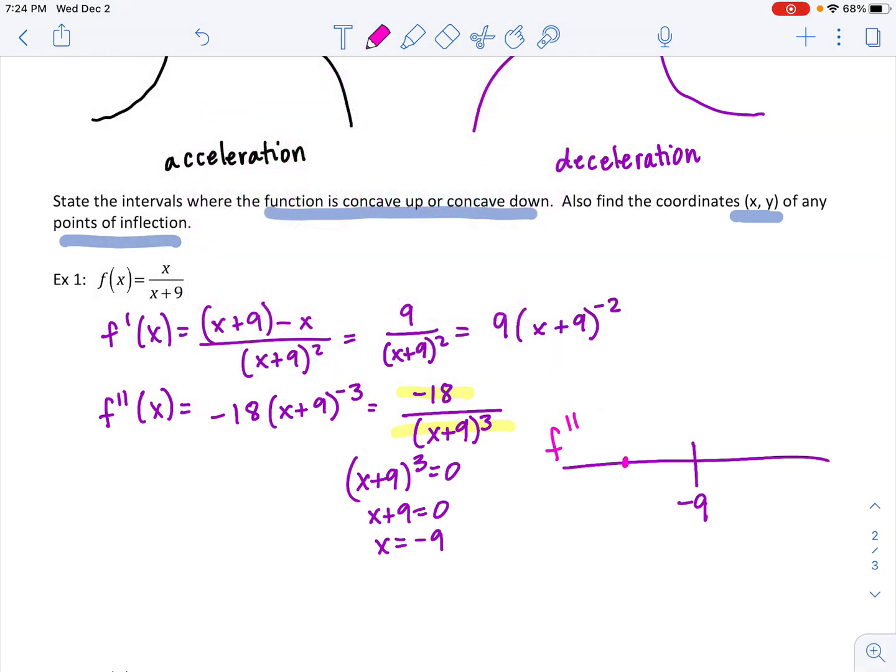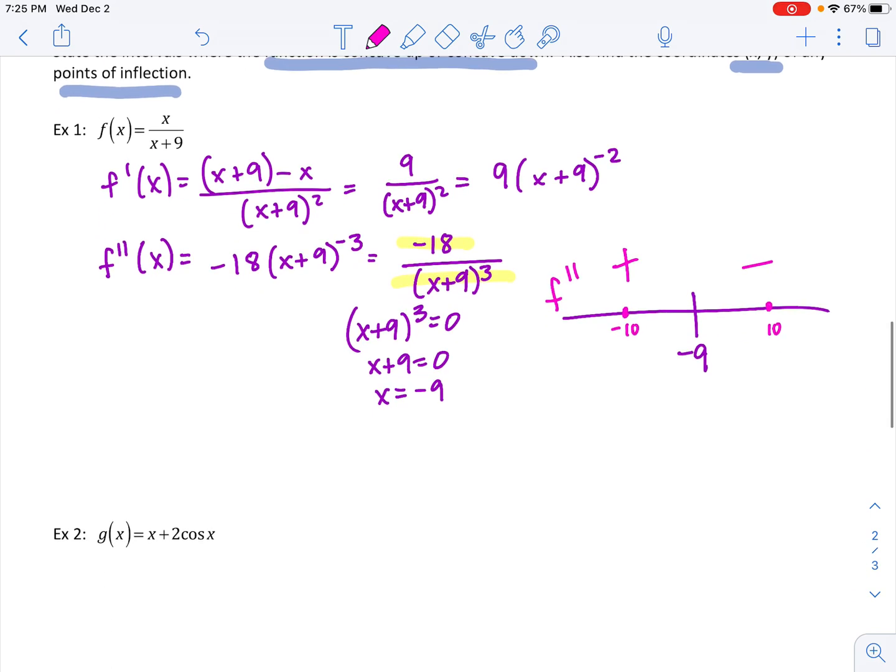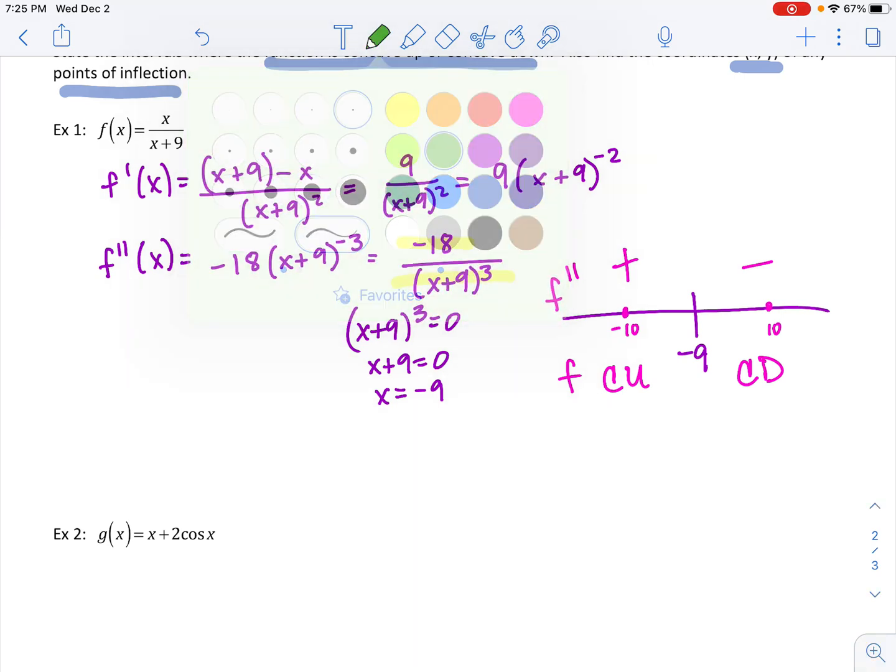So let's pick a value here. Negative 10 is my buddy. So I'm going to put negative 10 in the denominator. That works out to be a negative 1. I cube it. That's negative for the denominator. And then a negative numerator divided by a negative denominator is positive. So now over here, I can do positive 10. Top's always negative, but this time the bottom ends up being positive, if I do 10 plus 9 and cube it. So now it switches to negative. So I'm going to take this information, and now I know that f is going to be concave up here and concave down here. And so I just have to put that information into an answer.